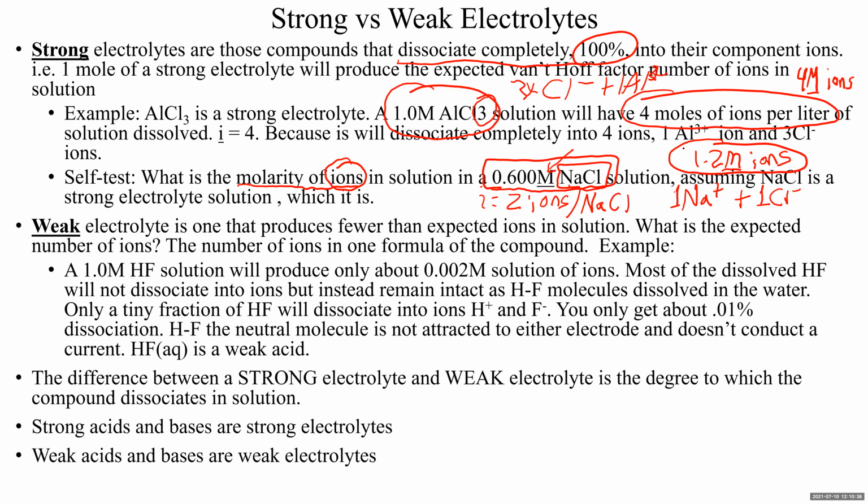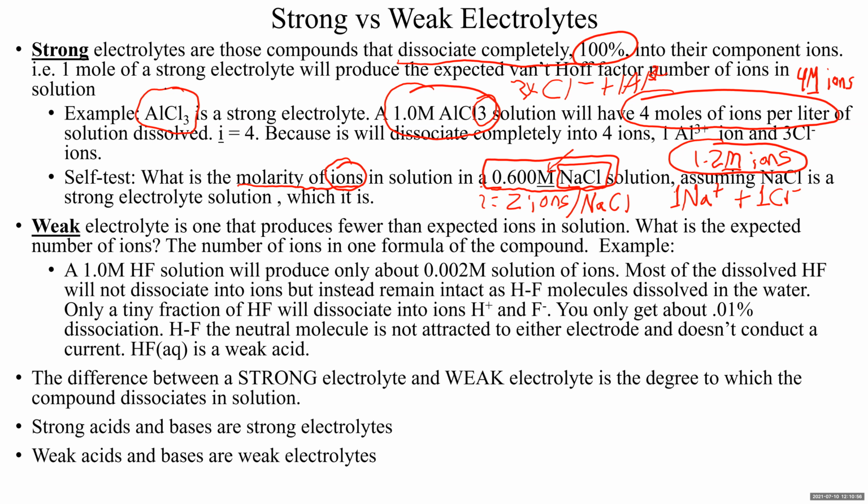If we have half a liter, we have 0.6 mole. If we have a quarter of a liter, we have 0.3 moles of ions. In other words, with strong electrolytes, you get exactly the number of ions you would predict from just looking at the formula and breaking it up into its component ions.